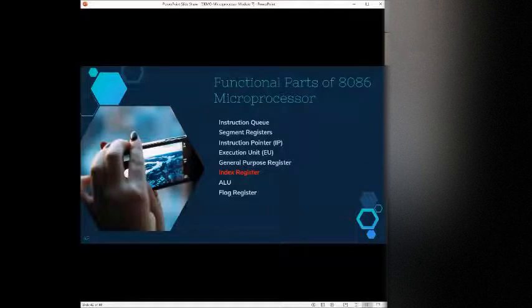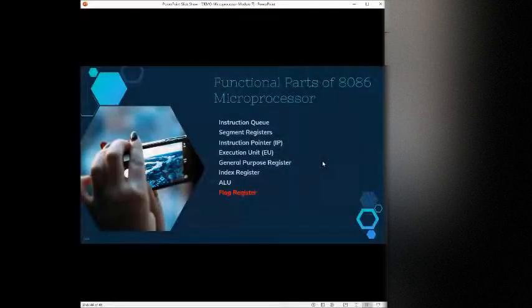Let's go to the index registers. Index registers are used as general purpose registers, so almost the same as the general purpose registers. Then ALU, again: what is ALU? Arithmetic logic unit. And the function? Those are all arithmetic and logical operations. The arithmetic and logic unit performs math and logical operations on command by the execution unit.